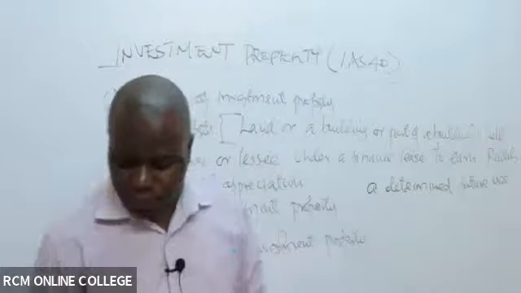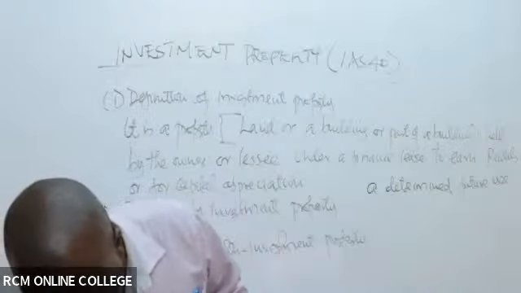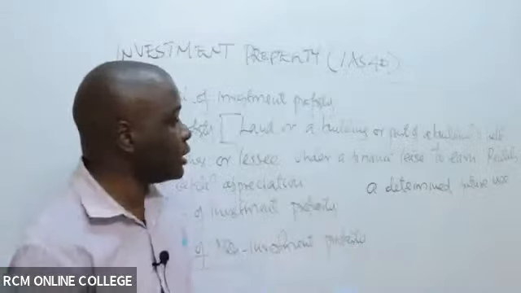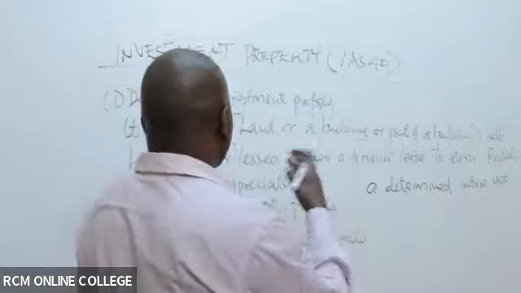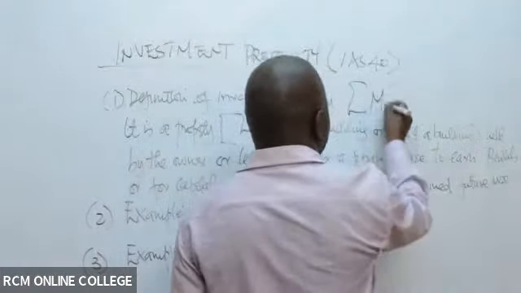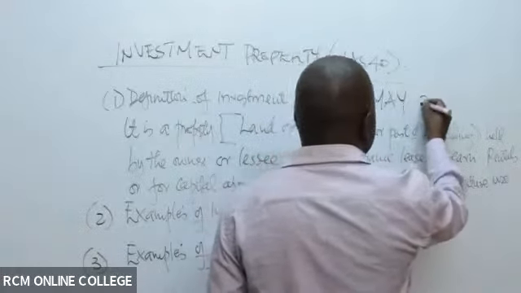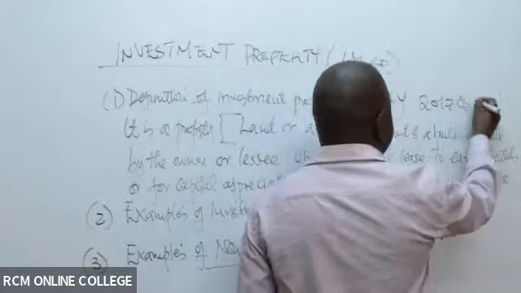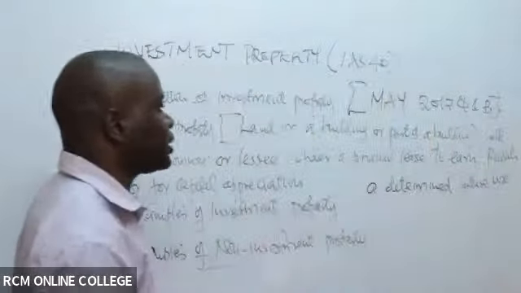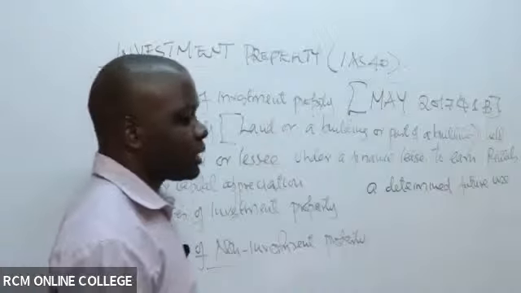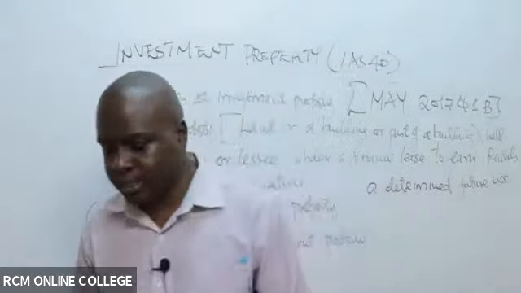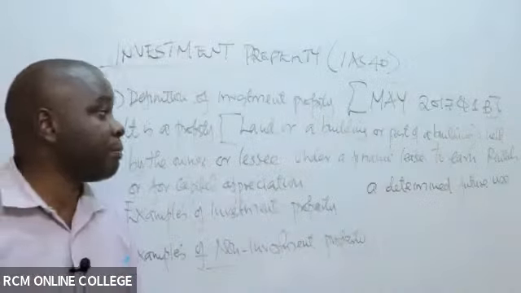You can make a reference to a question that was tested regarding that area. You can write there with a red pen: May 2017, question number 1B. They were testing what is investment property, which kinds of properties can be investment properties, and which kinds won't be.